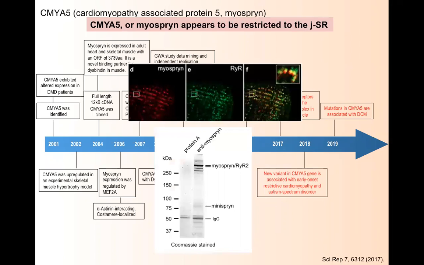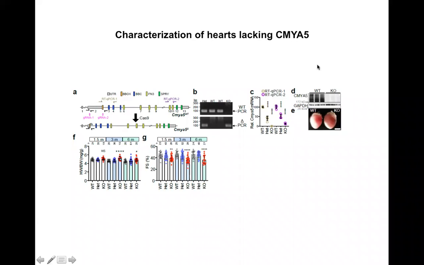It also appears to be restricted to the junctional SR, where it co-localizes and directly interacts with RYR2, as validated by the immunostaining and also the co-IP assay. But what CMYA5 does and how it works remains a big question. To answer the question, we generated the CMYA5 knockout mouse line using the CRISPR-Cas9 technique.